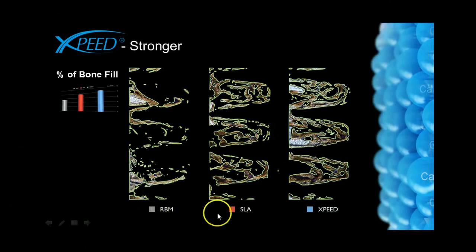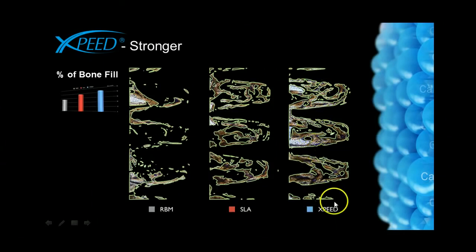Here's your RBM surface, here's your SLA surface, and here's your X-Speed surface. Your bone to implant contact, or your bone fill, is, again, look at all the bone fill after 2 weeks. Now, this black area here and here and here and here, this is all the bone in between the implant itself.